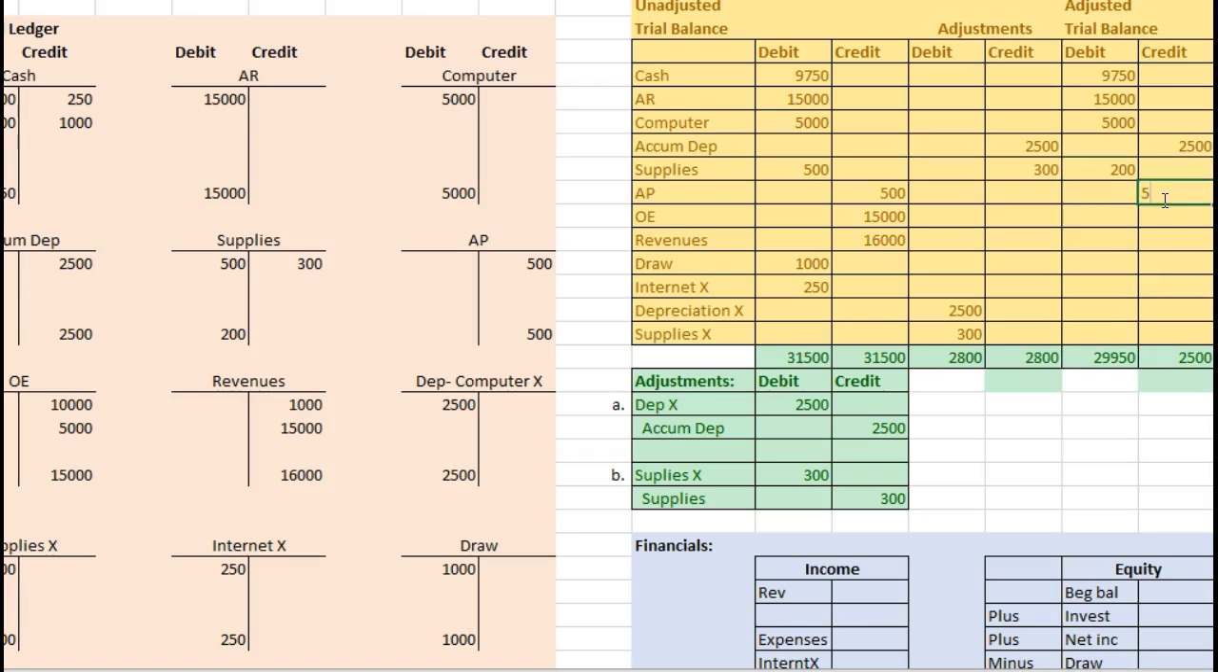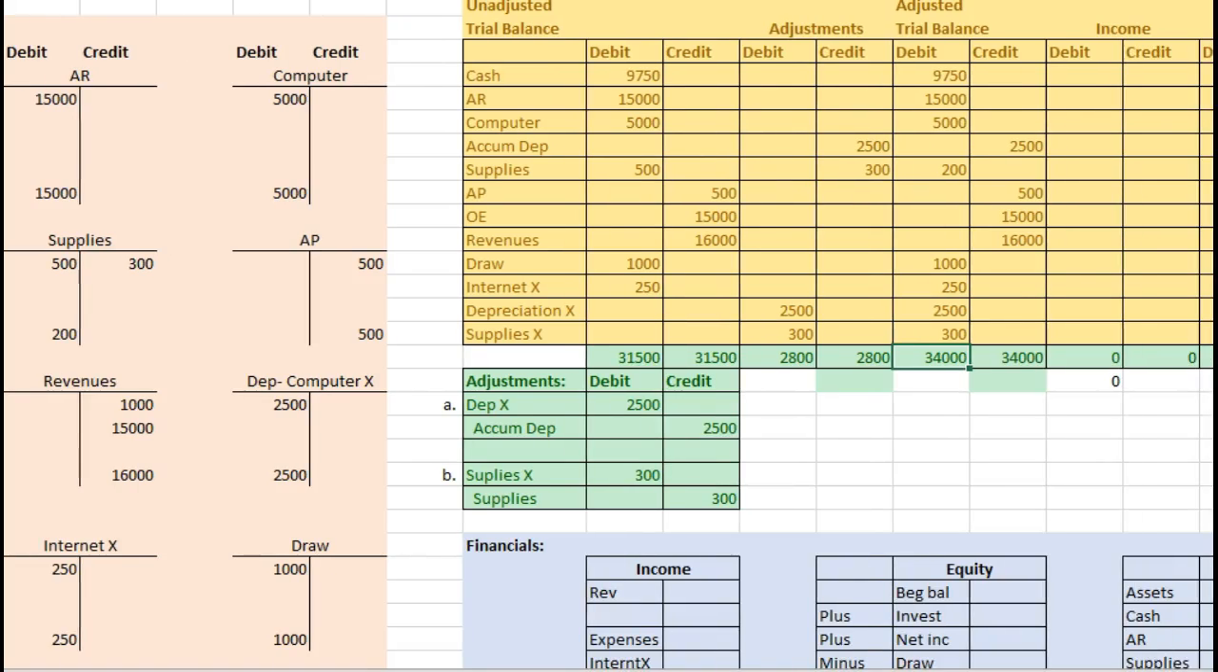Accounts payable has not changed. Owner's equity has not changed. Revenues has not changed. The draw account is still at 1,000. We have expenses at $250, and now I have two new expenses. And I should be balanced, $34,000 and $34,000. That works. So now what do we do with this?